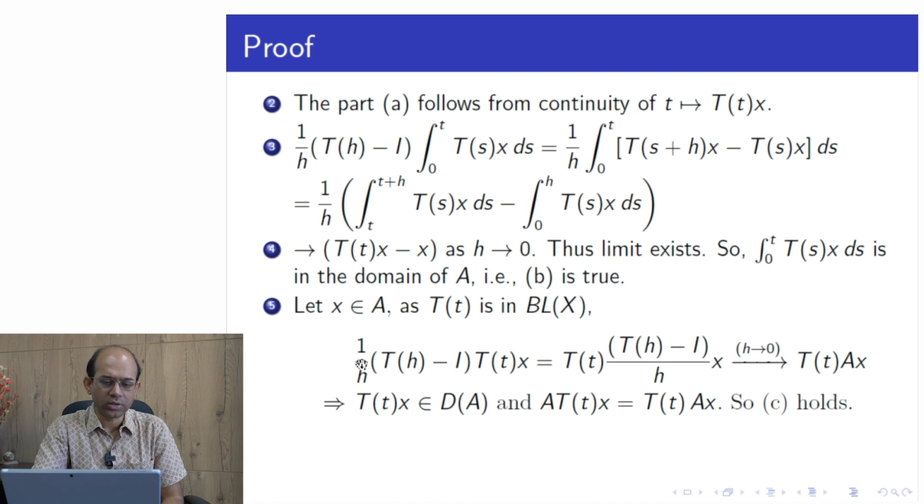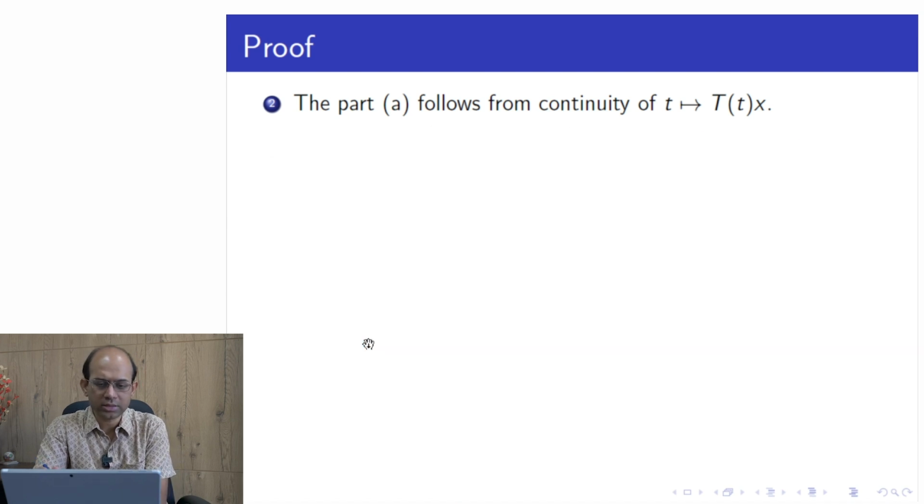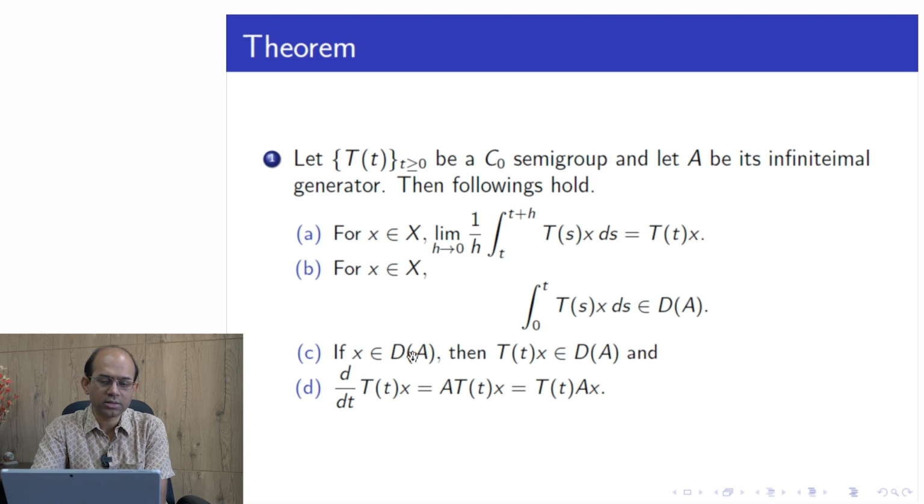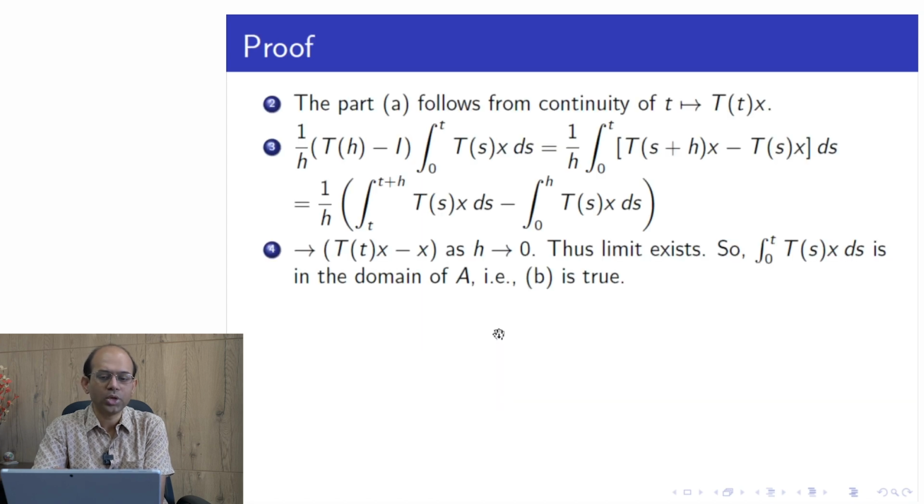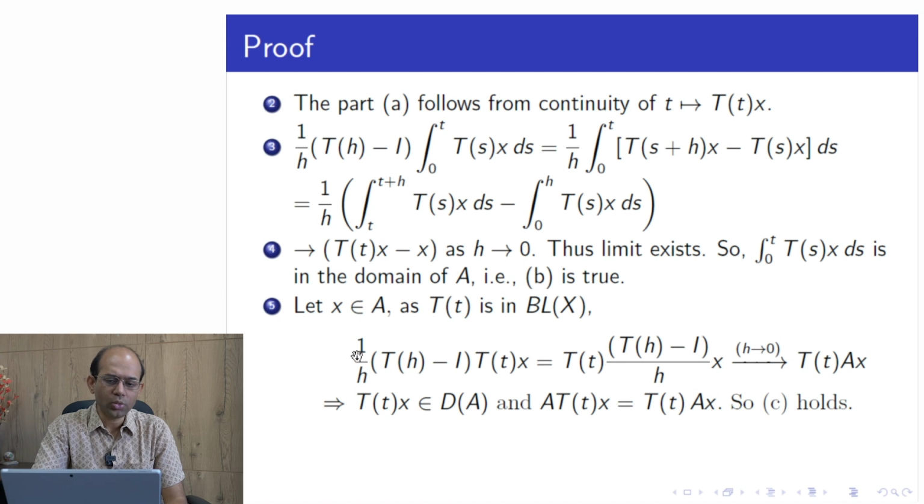So we can get the following. Here in part C, let us recall what we want to prove. We want to prove that if x is in the domain of A, then T_t of x is also in the domain of A. So we need to apply that fraction here and show that the limit exists. So we do that. 1 over h, T_h minus I, exactly as we had done before, 1 over h, T_h minus identity of T_t of x. We need to show that this limit exists as h tends to 0. This thing I can rewrite as T of t times T of h minus I divided by h x, because these operators commute.